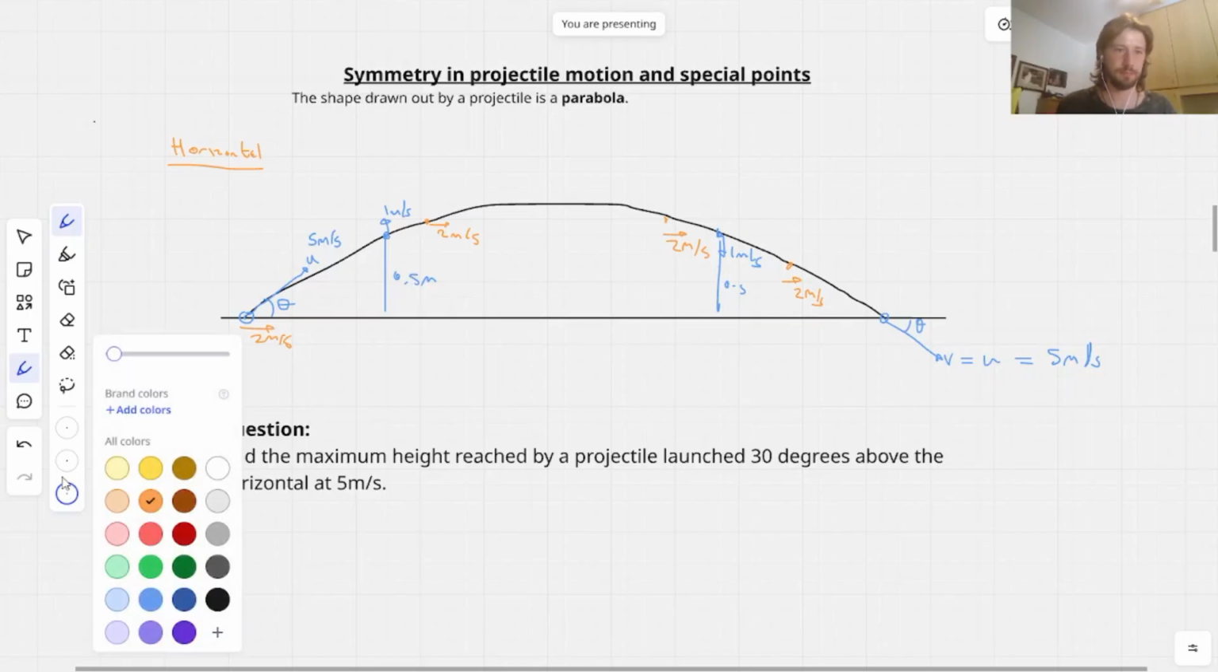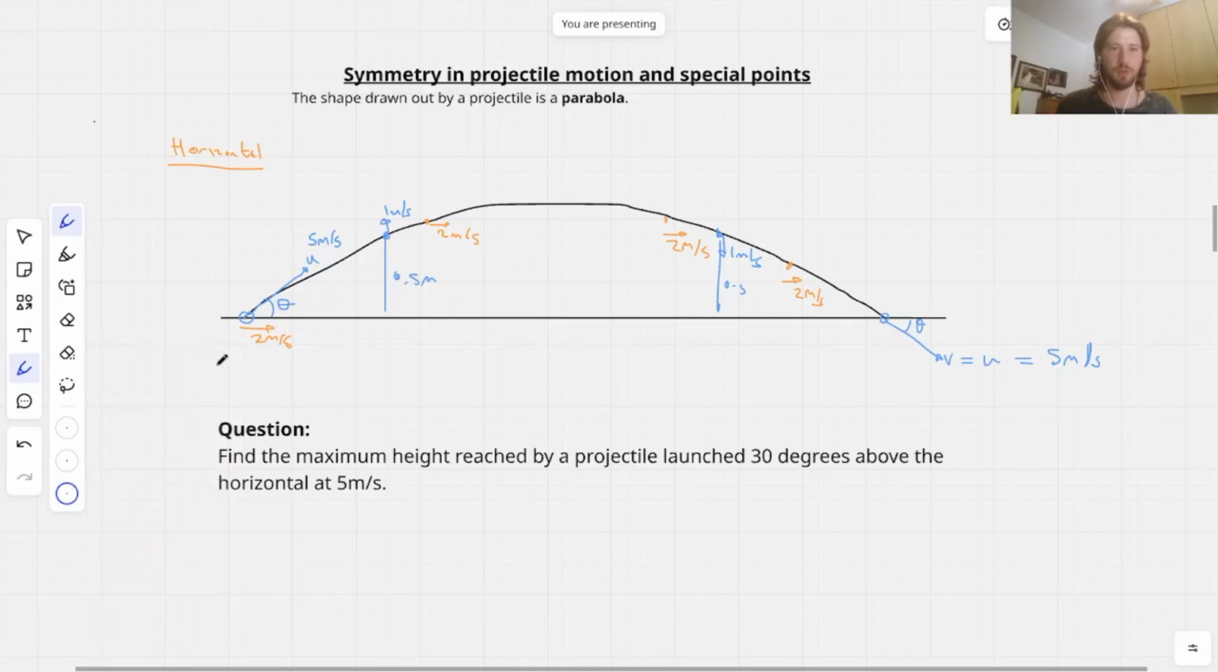What about vertical? Well, for vertical, there are some special points. First of all, we need to know the top. The top is when the vertical is equal to 0. This is V vertical. And the bottom is where the vertical will have its maximum quantity. So here V vertical is at a max, and U vertical upwards, in this case, will also be a max.